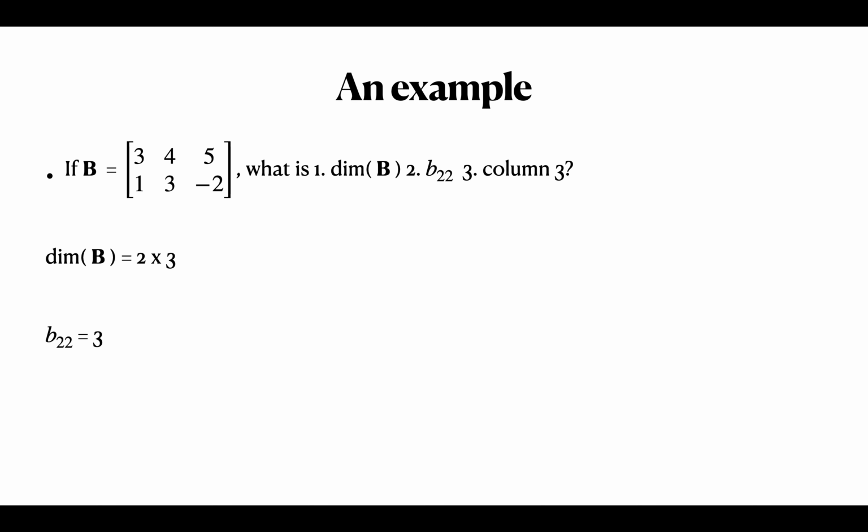The last one then is what's column 3? Column 3 is just 5, minus 2. I've written the answer as a matrix itself, so I've just cut up the matrix into columns, and I've chosen the third column. I've written it as a matrix because we're dealing with matrices, and it probably makes sense to write it as a matrix to be consistent. All right. So again, this is what it is.